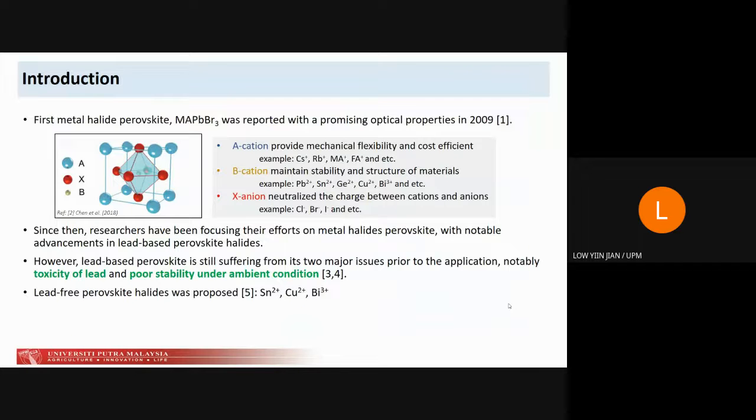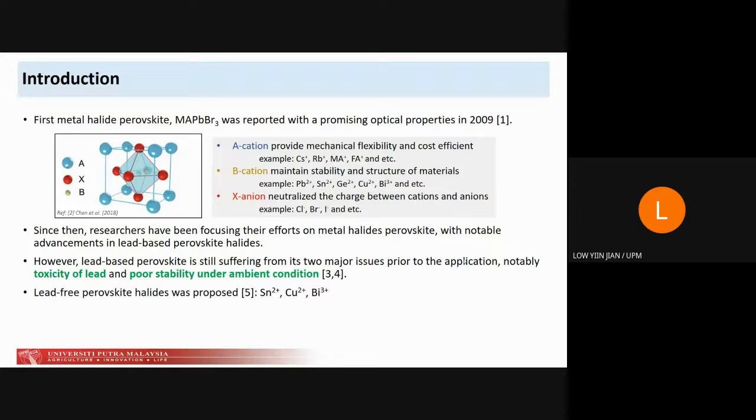In 2019, the first metal halide perovskite, which is methylammonium lead bromide, demonstrated promising optical properties for photovoltaic application. This perovskite structure exhibits an ABX3 structure where all the ions in this structure have different functions and it can be engineered by different element combinations. Since then, researchers have been focusing their efforts on metal halide perovskite, with notable advancement in lead-based perovskite halides.